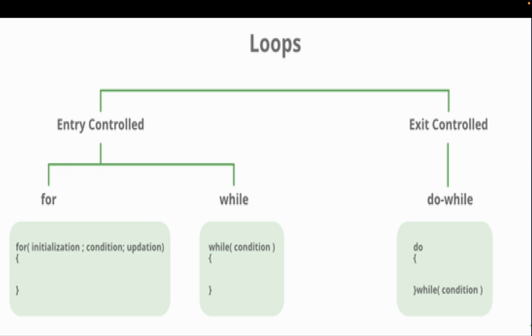And in exit control, the loop is executed once, and after that, when we are about to exit, at that time we have a condition. If that condition is satisfied, then the loop will execute again.